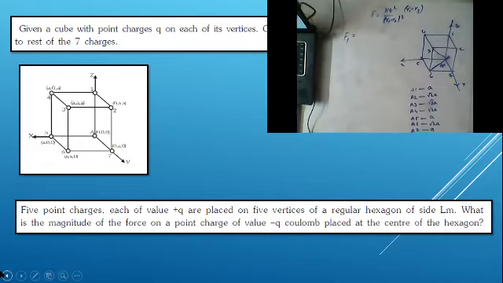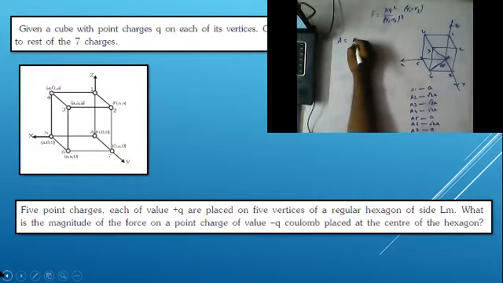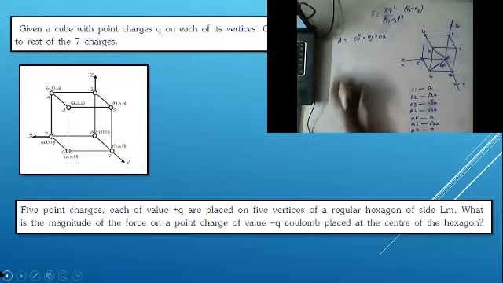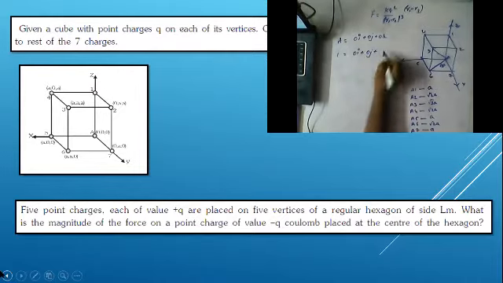Here these vertices can be represented. First of all, we can write this point A as 0 i cap plus 0 j cap plus 0 k cap. And point 1 can be written as 0 i plus 0 j plus a k.